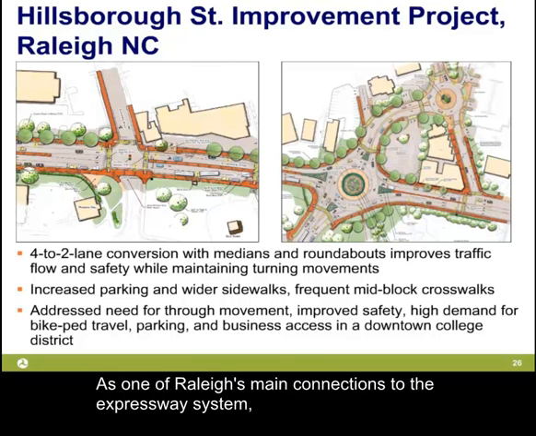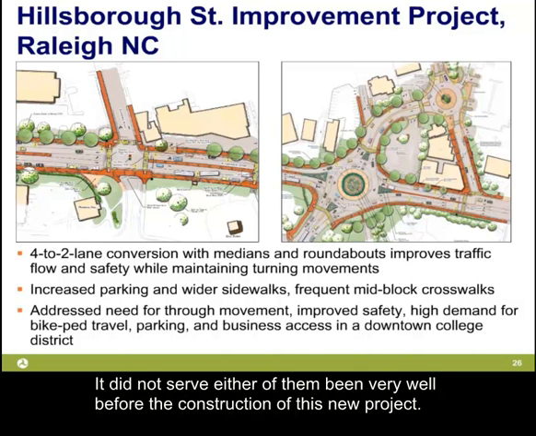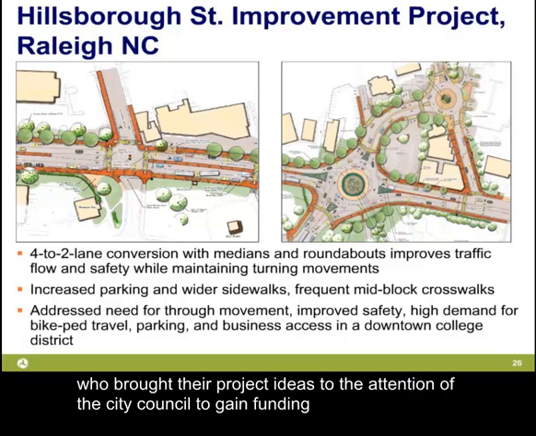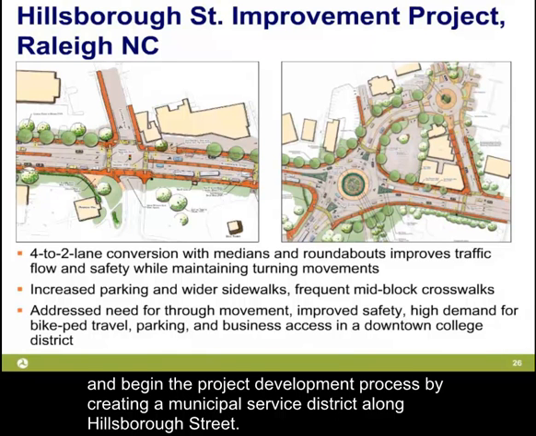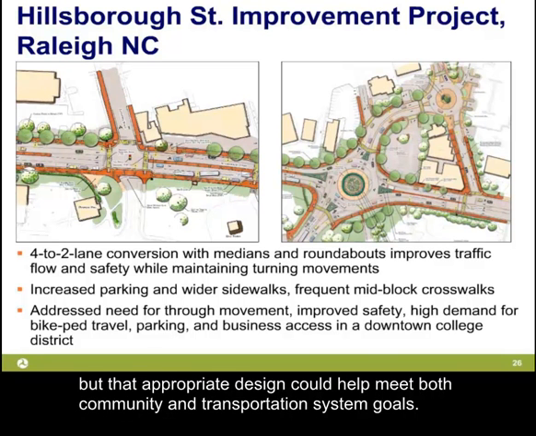As one of Raleigh's main connections to the expressway system, this project was attempting to serve the dual roles of business Main Street and an urban thoroughfare. It did not serve either of them very well before the construction of this new project. The initial motivation came from community residents who brought their project ideas to the attention of the City Council to gain funding and begin the project development process by creating a municipal service district along Hillsborough Street. This case study demonstrates that community objectives sometimes conflict with a roadway's designation, but that appropriate design can help meet both community and transportation system goals.